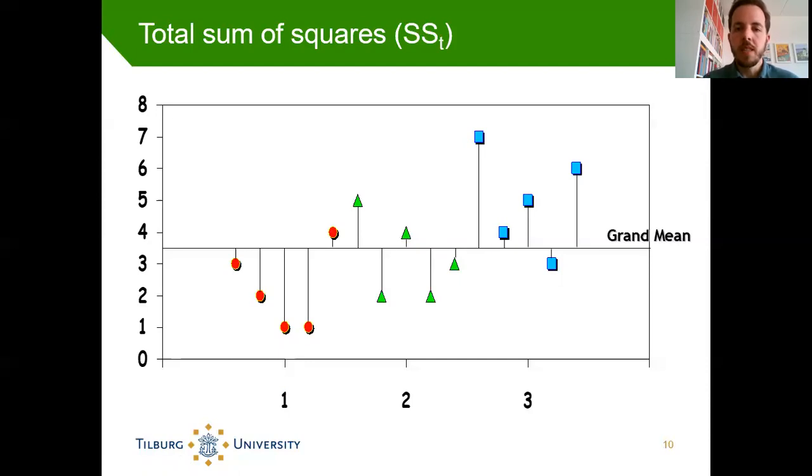What this actually means is this is all the variation there is in your dataset. So this is the first thing SPSS needs, this total sum of squares.